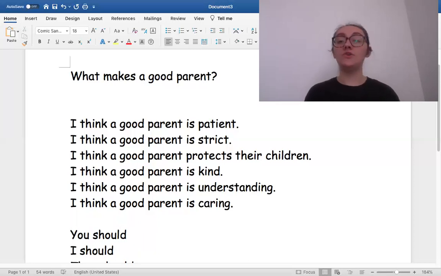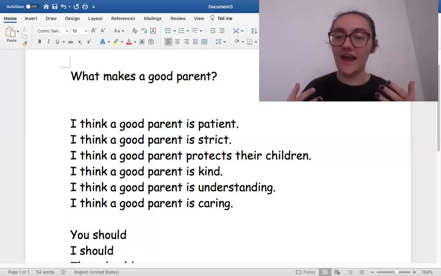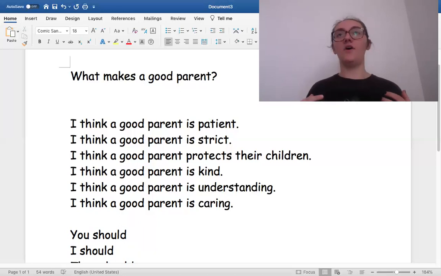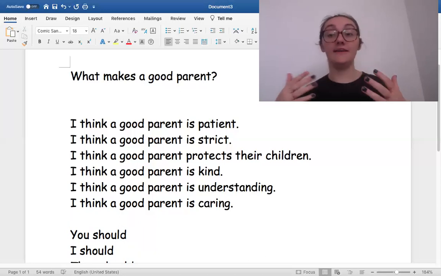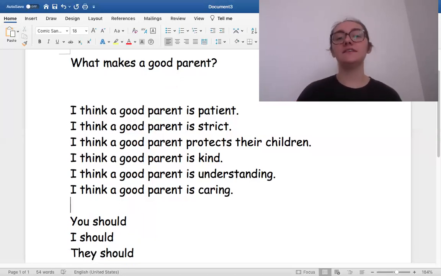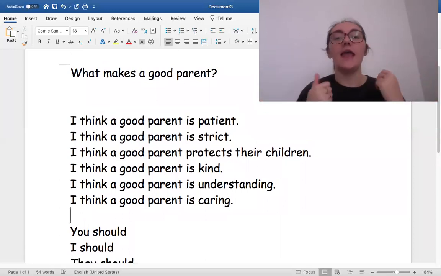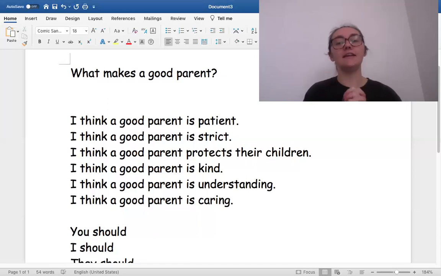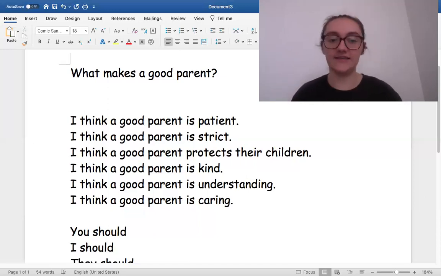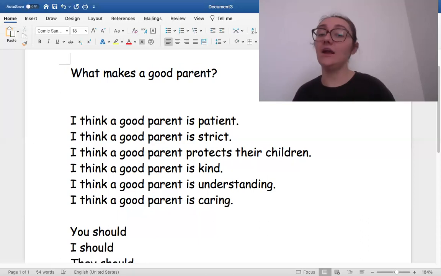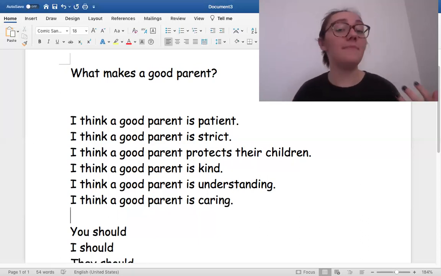So you can use a verb, right? I think a good parent is caring, right? It means that they're always looking after their kid. They're always trying to think of how to help their kid. So that's another way to talk about your opinion. I think this. And to answer the question, I think a good parent does this. I think a good parent is caring. I think a good parent is patient.